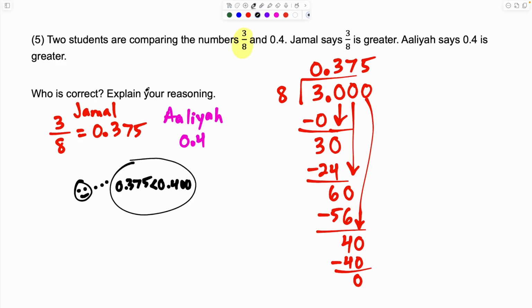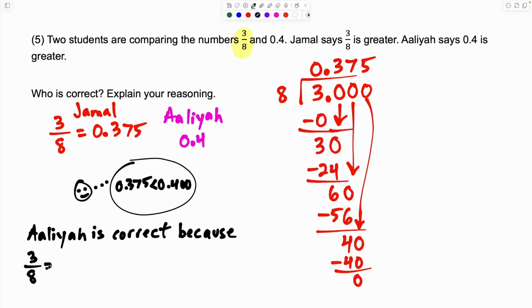So if I had to explain my reasoning, I would say first, Aaliyah is correct. So let's just write this out here. So we have Aaliyah is correct. And why is she correct? So we have to write a because. Anytime you hear the word explain in math, you have to attach a because and put a reason. Okay, so Aaliyah is correct because we could say here 3/8 equals 0.375 and 0.4 is greater than 0.375. Okay, so turning the fraction into a decimal makes it very definitive that Aaliyah is correct.